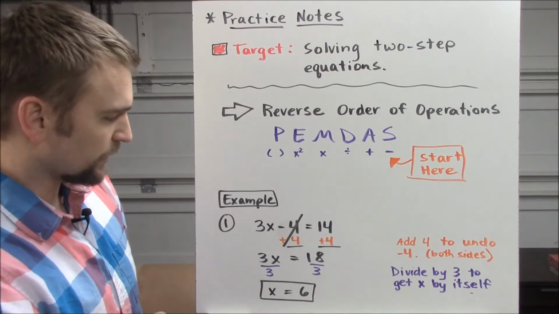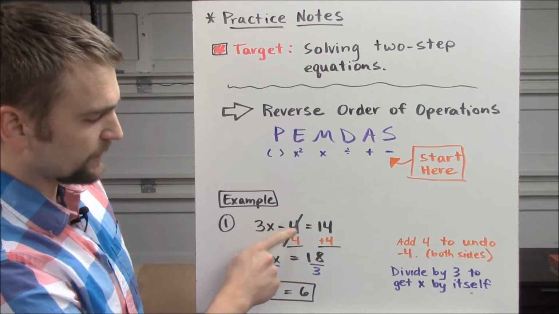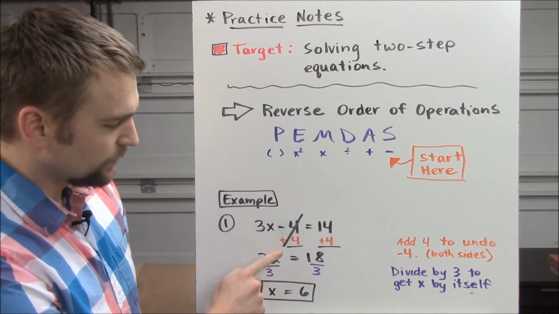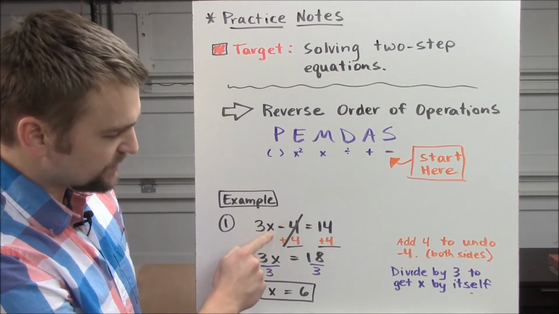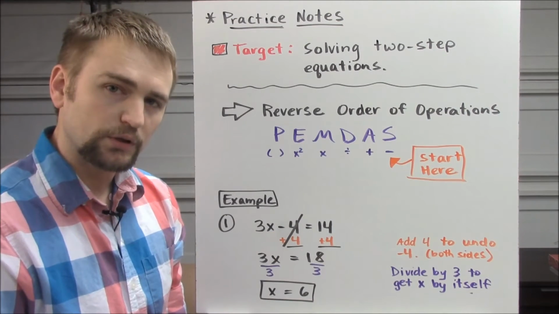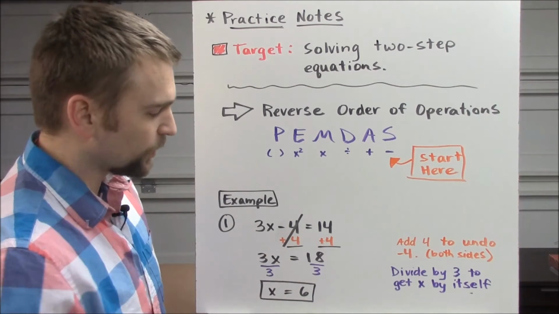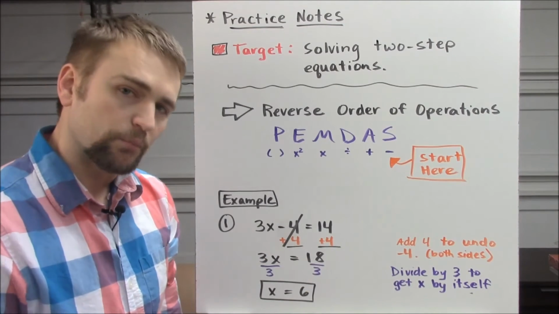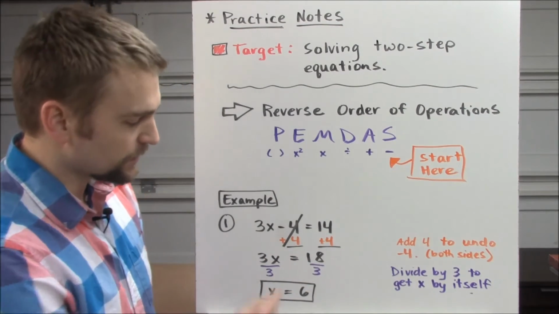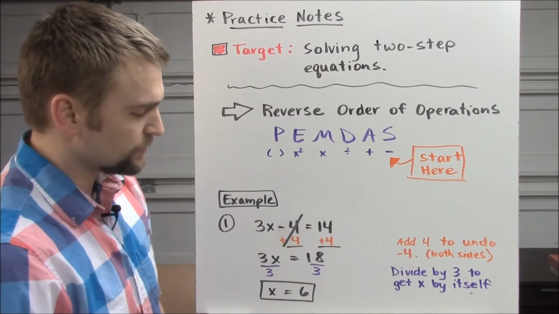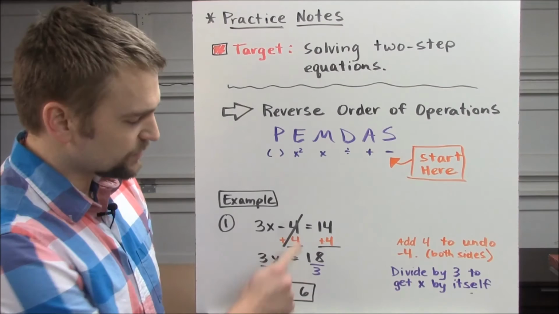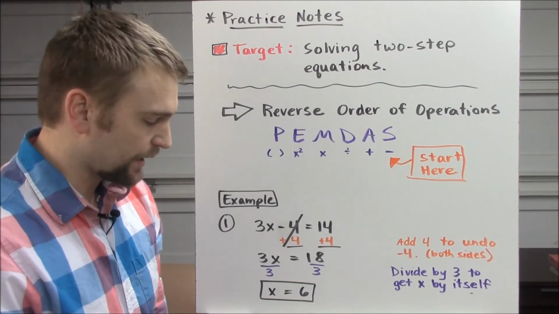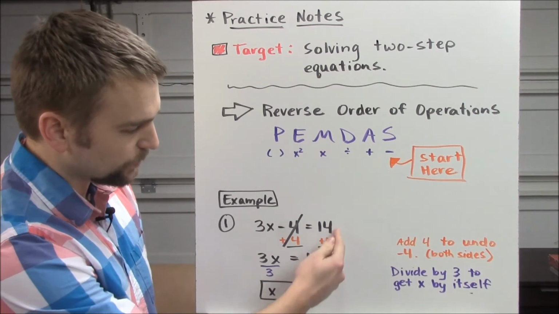So here is an example. We have 3x minus 4 equals 14. When I see I have 3 times x minus 4, I want to undo the subtraction. So instead of subtracting 4, I'm going to add 4 to both sides, because remember we want to balance both sides of the equation and make sure they stay balanced. When I add 4 to the negative 4, this creates 0, so my 3x is the only thing left on that side. So I have 3x equals 14 plus 4, which is 18.